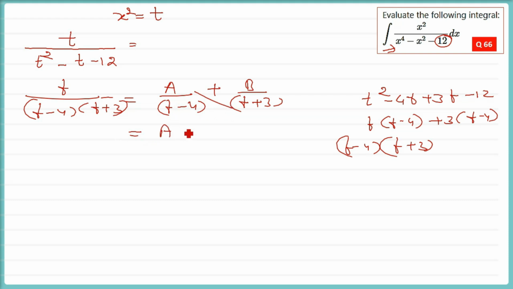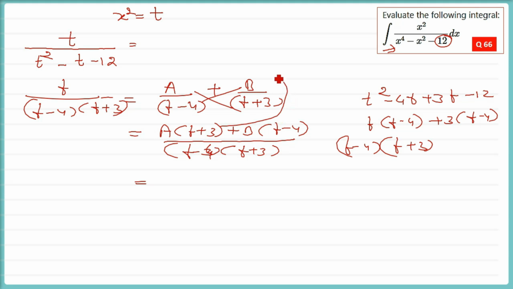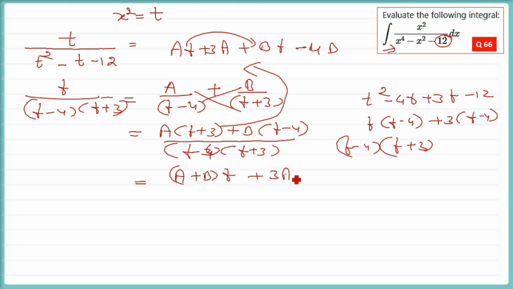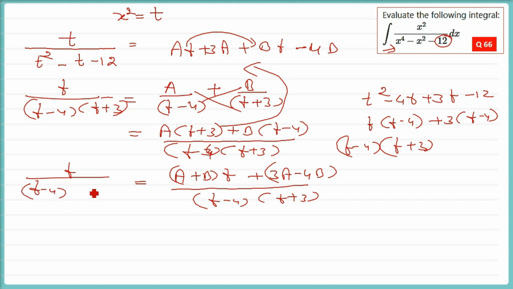Now take the LCM. A multiplied by t plus 3, then b multiplied by t minus 4. In denominator we have t minus 4 and t plus 3. So let's multiply. I'm multiplying it here. At plus 3a plus bt minus 4b. Now combine these two terms, a plus b, because these are similar terms, a plus b t, and 3a minus 4b. Denominator will contain the same thing, t minus 4 and t plus 3. And if you compare it with the left, from where it has originated, you can cancel this t minus 4 and t plus 3 like this.